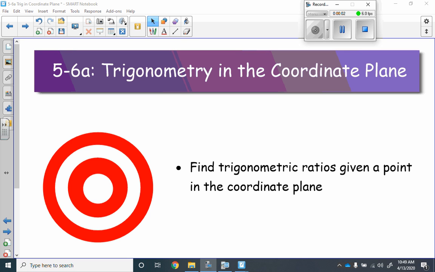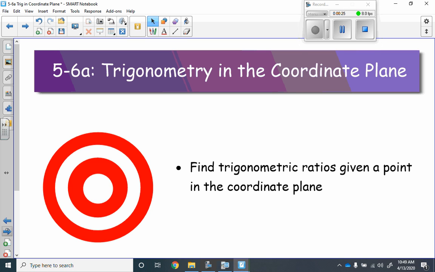Right, so section 5.6, we're going to take a look at trigonometry in the coordinate plane. Prior to this, we've been talking about our 6 trig ratios: sine, cosine, tangent, cosecant, secant, and cotangent. And now we are going to evaluate those on the coordinate plane. And how do you find the 6 trig ratios when you are just given a particular point?